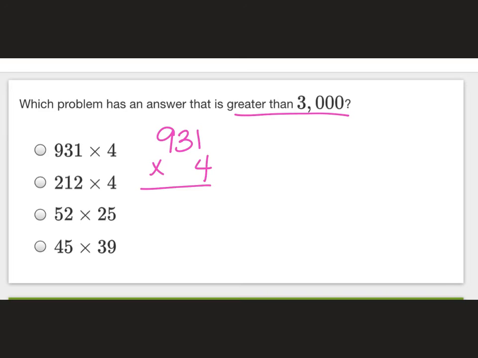When I do that, 4 times 1 is 4. 4 times 3 is 12. 4 times 9, I already know, is 36. Plus 1 is 37. So we're looking for one that's greater than 3,000. It is answer choice A.